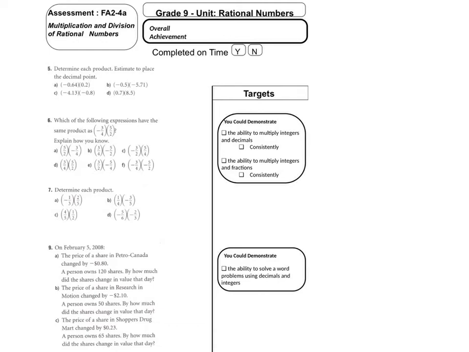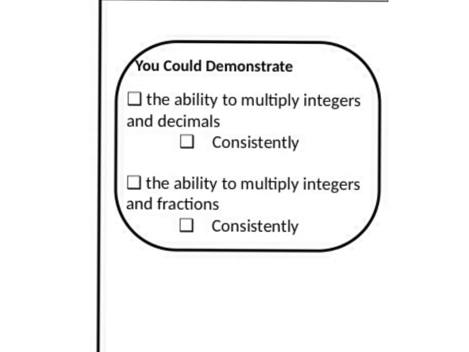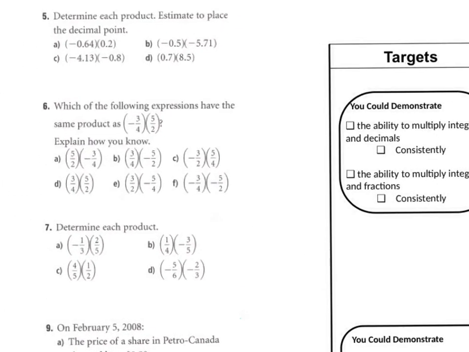In this worksheet, we're going to be working on multiplication and division of rational numbers, which will be our decimals, our integers, and our fractions. So remember, some of our targets here is, can you multiply integers and decimals, and can you multiply integers and fractions? So let's just keep that in mind when we're doing this.